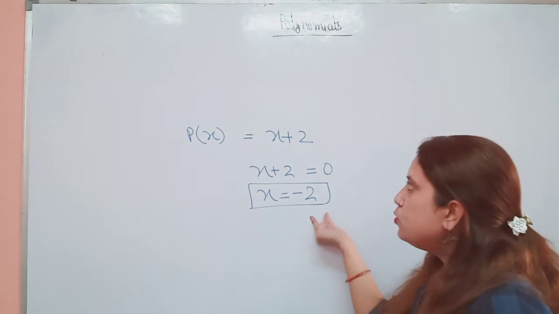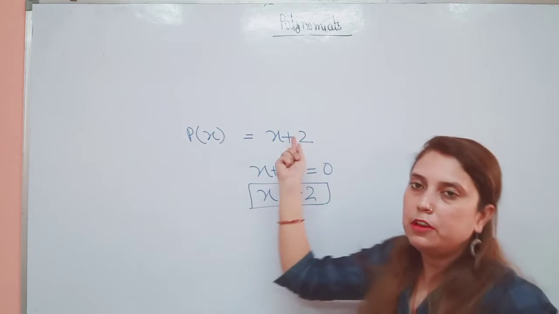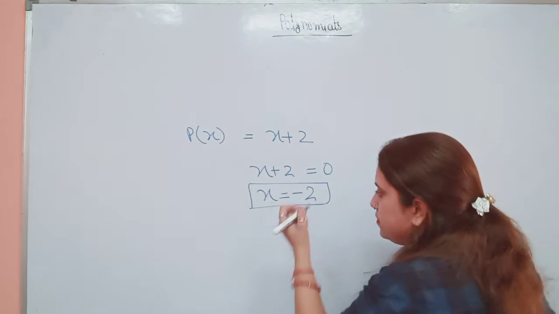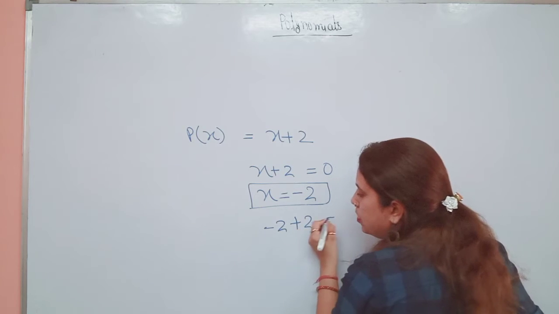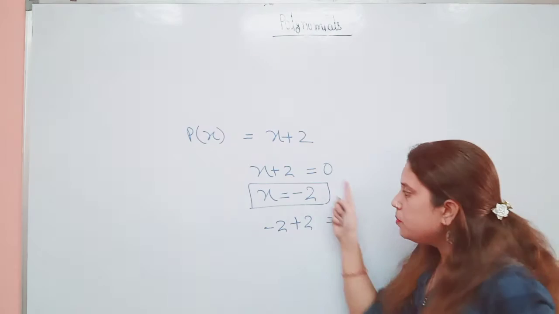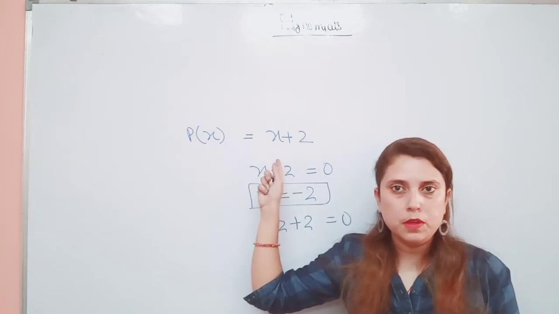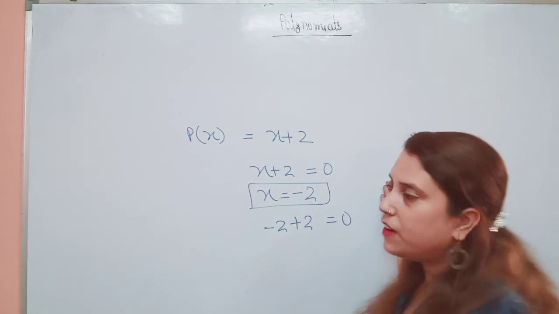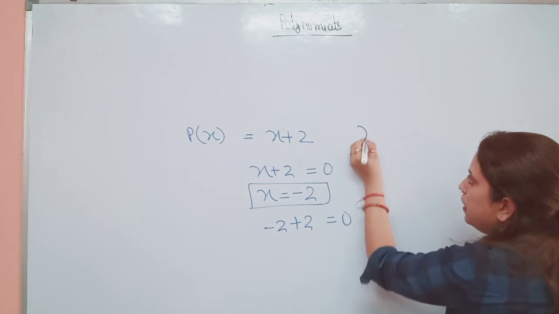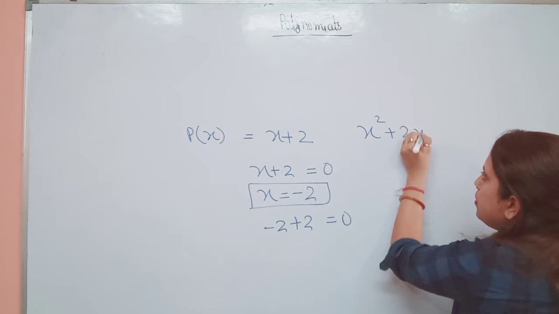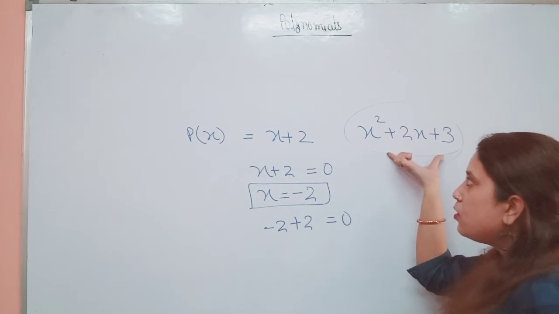If we put the value -2 in this polynomial, then the value of the polynomial will be 0. Let's put -2 in place of x: -2 plus 2 is equal to 0. It means -2 is a zero of this polynomial. How do we find the zero of any polynomial? Equate with 0. Okay, suppose that we have x square plus 2x plus 3. In this condition, first we do the factorization of this polynomial.